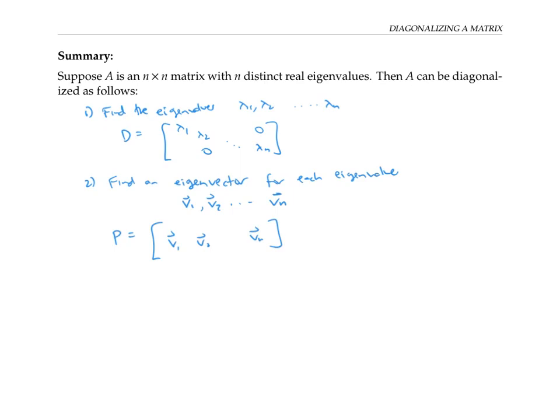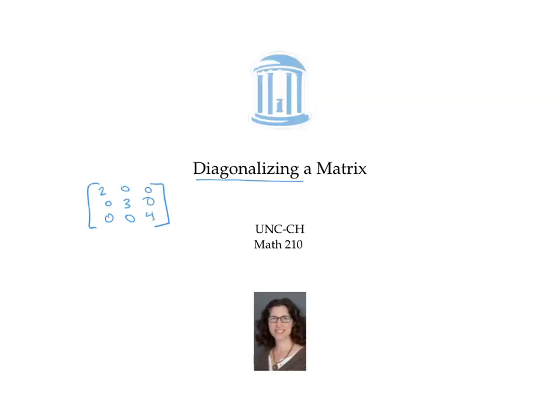Now I should point out that it's not always necessary for the n by n matrix A to have n distinct real eigenvalues. Sometimes A can be diagonalizable even if it doesn't have as many distinct eigenvalues as its dimension. But this situation will cover all of the problems that we will work in this class. So in this video, we defined what it means to diagonalize a matrix, and we showed how it can be done using eigenvalues and eigenvectors.